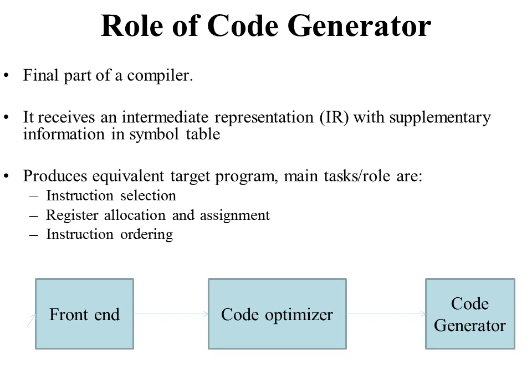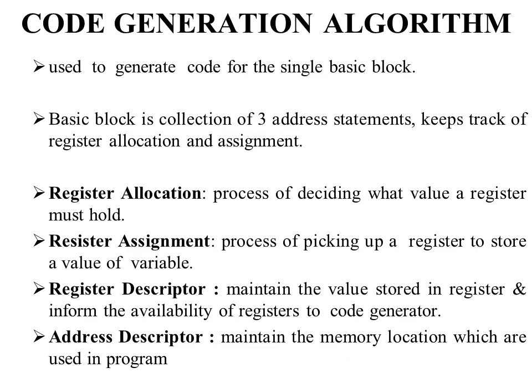So basically the code generator receives the intermediate code from the code optimizer and then produces the final code, that is object code. The code generator is used to generate code for a single basic block. Normally, a basic block is a collection of three address statements which use temporary variables such as T1, T2 and T3, which keep track of register allocation and assignment.